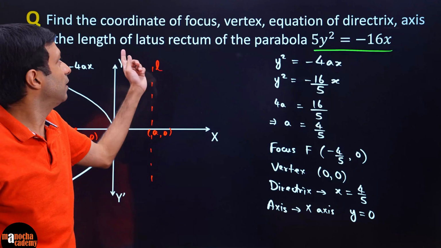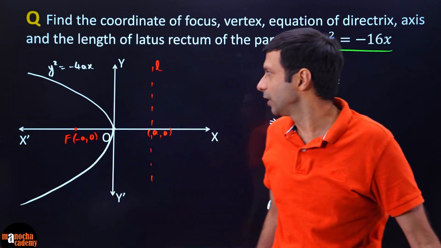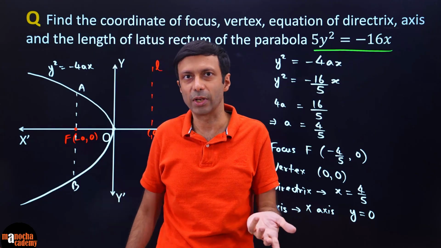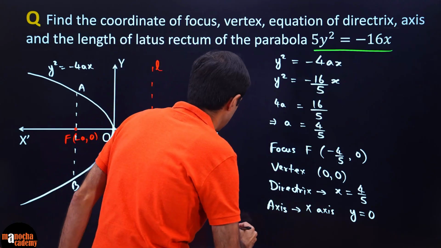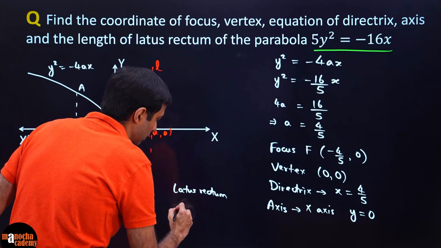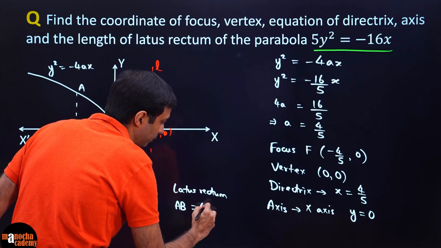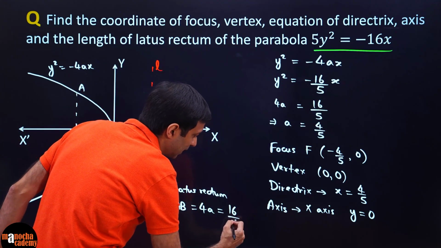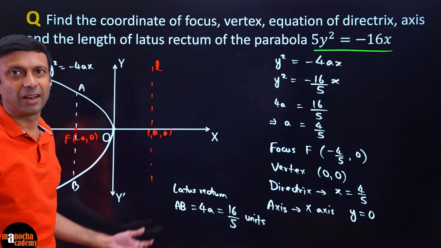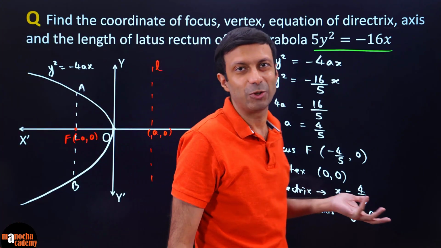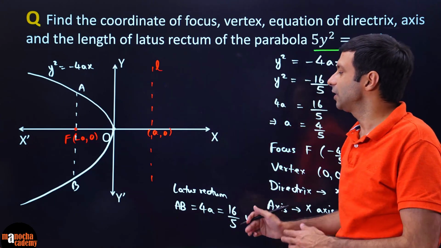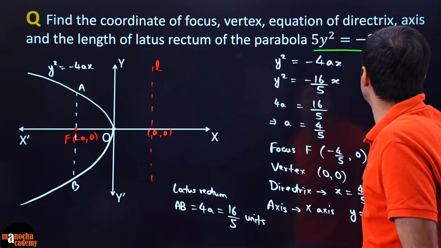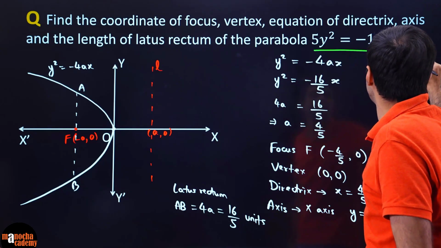And what about the length of the latus rectum? You have to find the length of the latus rectum, which means this part. And the length of the latus rectum we know is 4 times a. So there you go. Let's say our latus rectum AB is going to be 4 times a, 4a, which is 4 times 4 by 5. So I can say 16 by 5 units. Done. Please check my answers to see if the values are correct. But you guys got the idea that this is going to be a left-handed parabola, because when you look at this equation, it is a left-handed parabola.